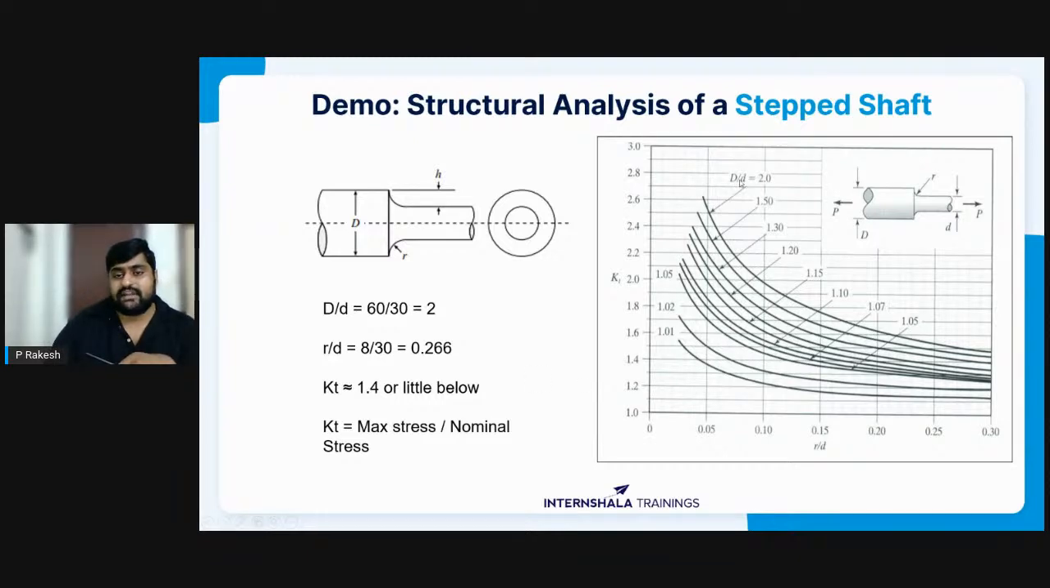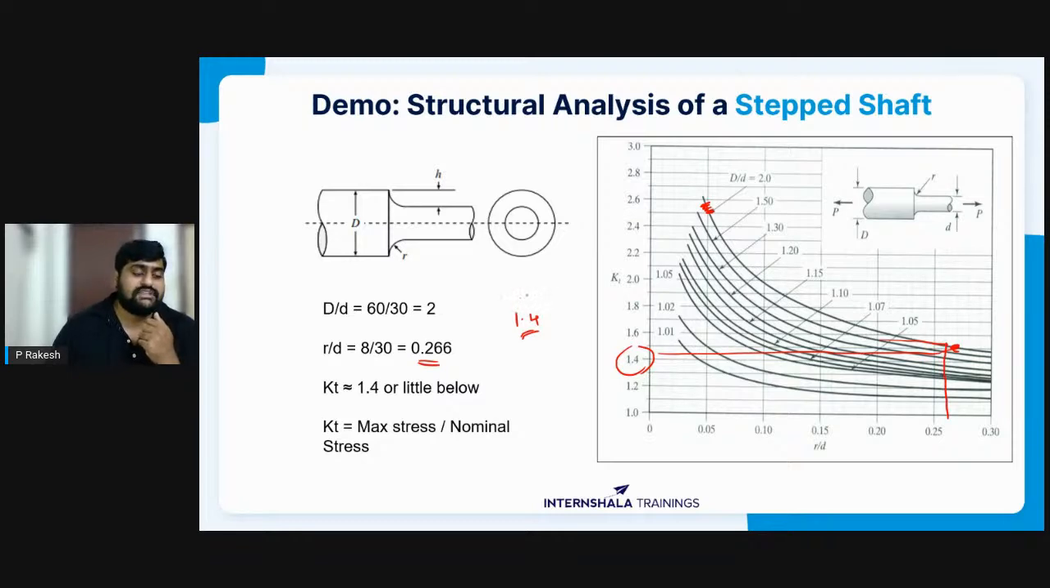See here, for a D by d ratio of 2, this is the curve. And what is the r by d ratio? It is somewhere around 0.266, so somewhere around here. If we plot a line like this, whatever value we get here is nothing but our Kt value, which is 1.4. So theoretically our Kt, or stress concentration factor, should be 1.44.